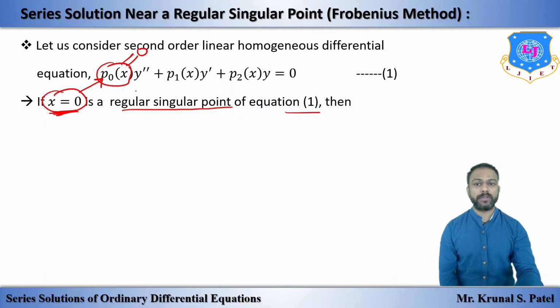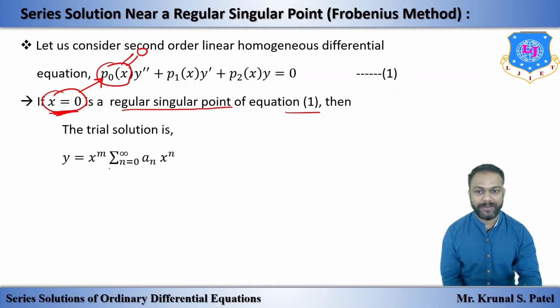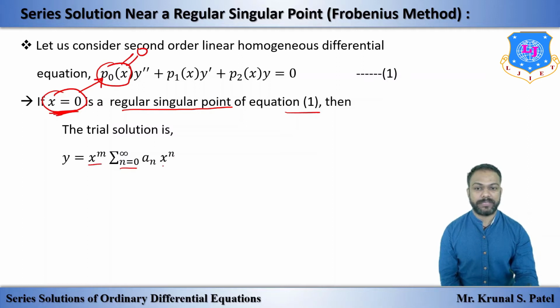Okay, so if x is equal to 0 is a regular singular point, then the trial solution is given by y is equal to x raised to m, sigma n is equal to 0 to infinity a n x raised to n. Now we multiply this with this x, so we have x raised to m plus n and summation as it is. So this is our equation number 2.